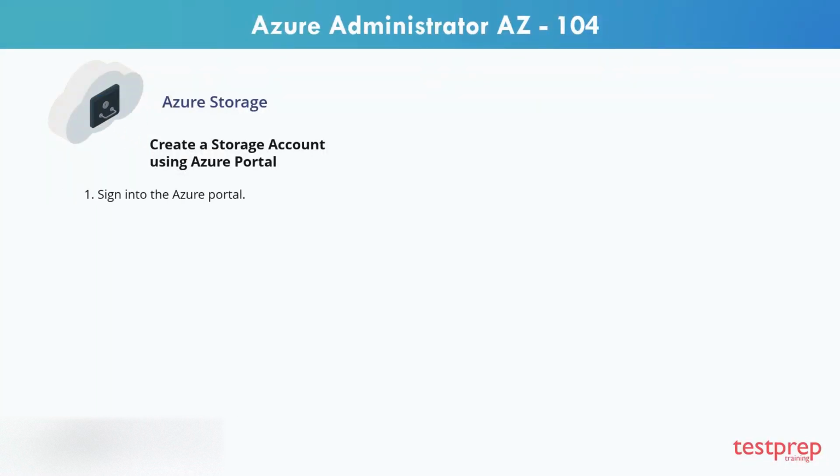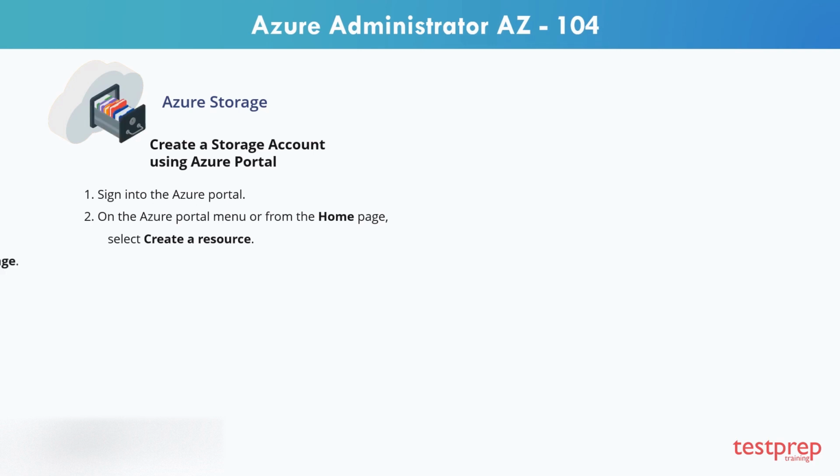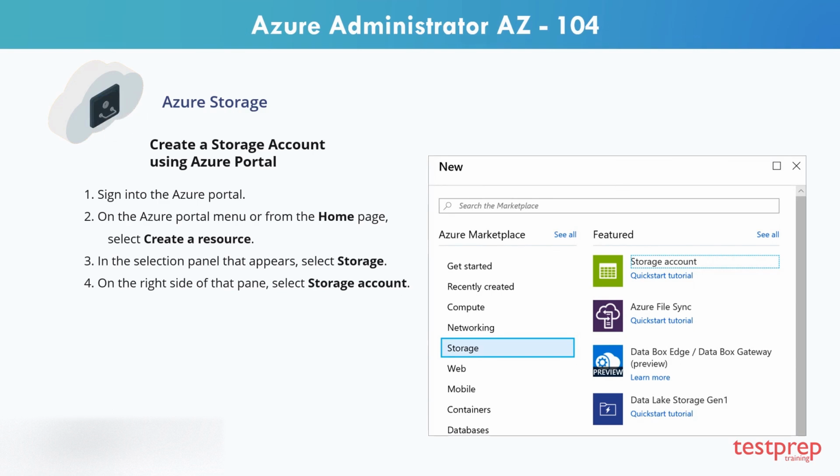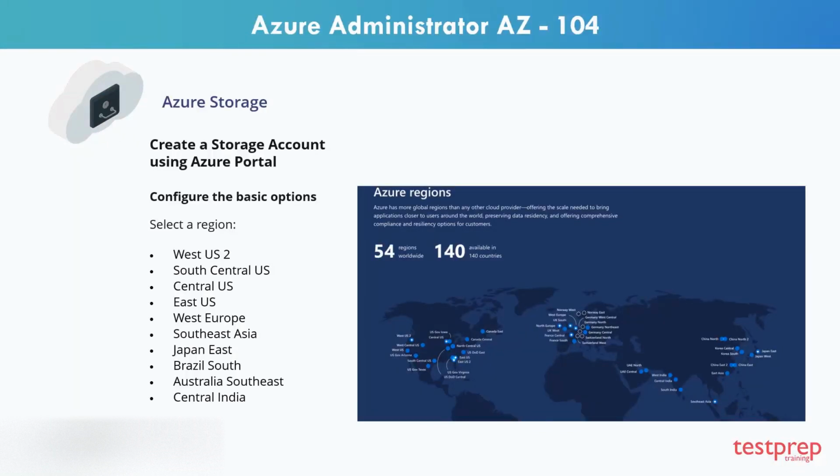1. Sign into the Azure Portal. 2. On the Azure Portal menu or from the home page, select Create a Resource. 3. In the selection panel that appears, select Storage. 4. On the right side of that pane, select Storage Account. Let's now configure the basic options.